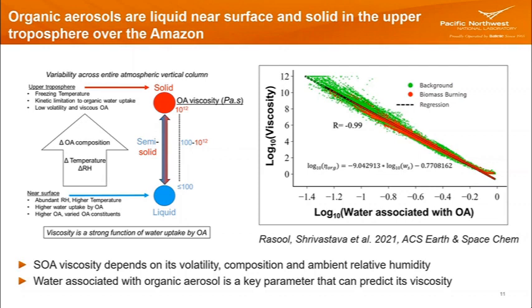Another finding from this work, which also came out recently, is that if you take the log of viscosity and the logarithm of the water associated with organic aerosol, you get a very strong linear dependence. And this is over the entire atmospheric column over the Amazon. So in field studies, if you don't have direct measurements of viscosity but you can estimate the water associated with organic aerosol based on its hygroscopicity and other things, then we think you could figure out the viscosity to a fairly good degree.